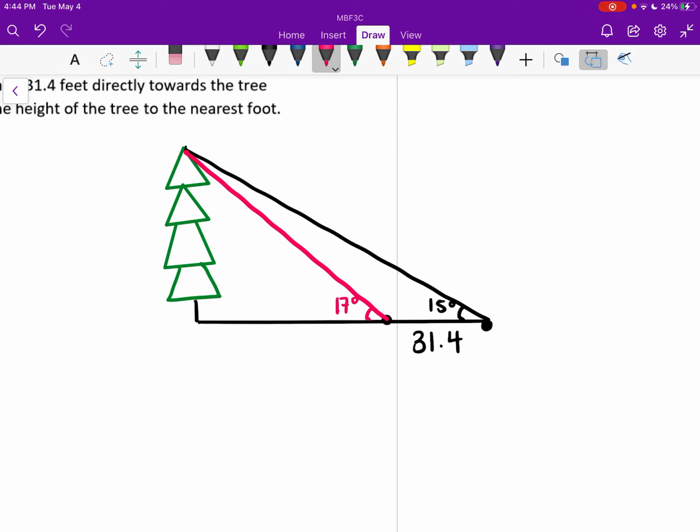Okay, so it says to find the height of the tree. I don't have enough information here. I do know that this is an overall right angle triangle, but I don't know what this opposite is. I don't know what the height of the tree is. I don't know what the adjacent is.